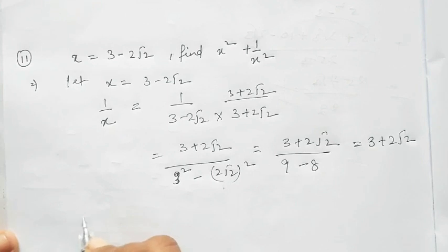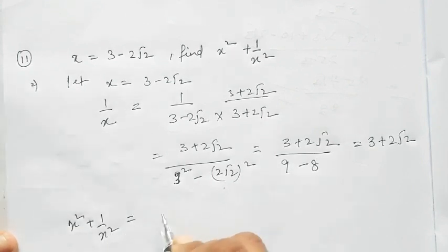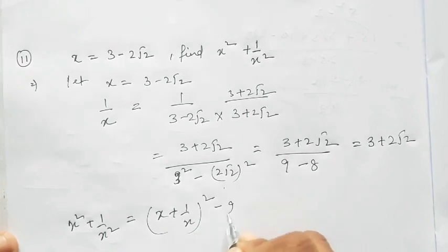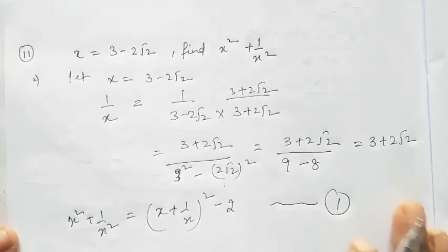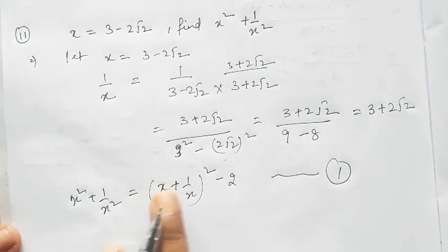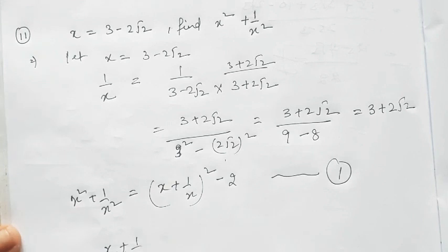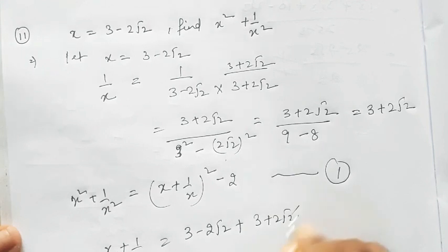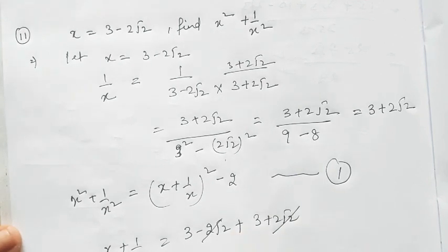We know the formula: x square plus 1 over x square is equal to (x plus 1 over x) whole square minus 2. Make it equation number 1. Now we need to find the value of x plus 1 over x. x is 3 minus 2 root 2 and this is 3 plus 2 root 2. This will be cancelled out. We are left with 6.